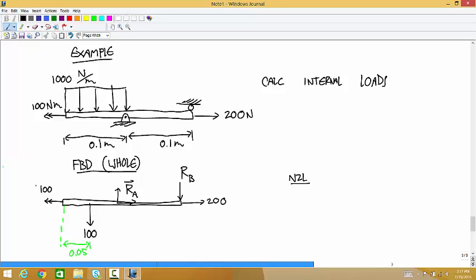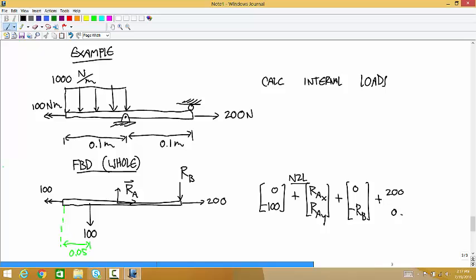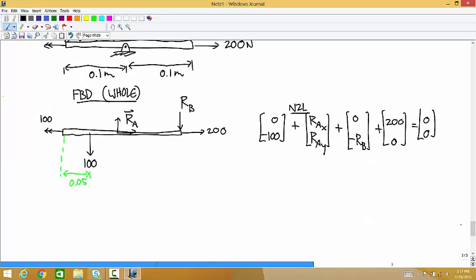So Newton's second law says 0, negative 100, plus RAX, RAY, plus 0, negative RB, plus 200, 0 is equal to zeros. And the moment equation, let's calculate that about the center.